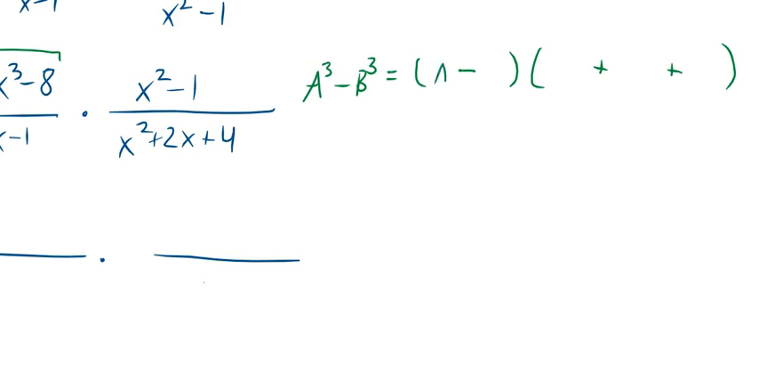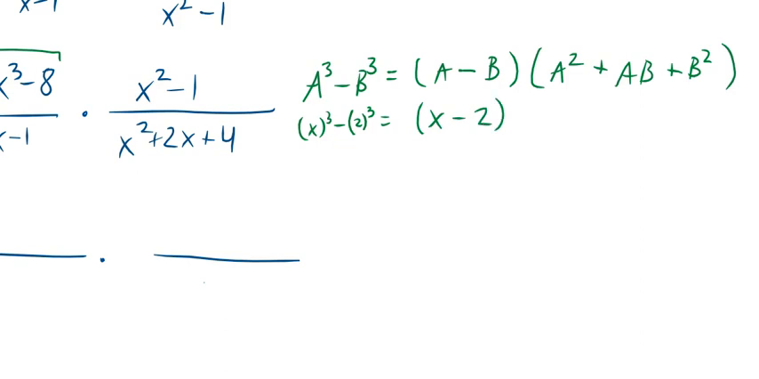In the first one, go a and b. In the second set of parentheses, go an a squared and a b squared. In the middle, I do a times b. So for ours, which is x cubed minus 8, so x cubed minus 2 cubed, I'll replace all the a's with x, all the b's with 2. x minus 2, a squared x squared plus ab x times 2 plus b squared 2 squared.